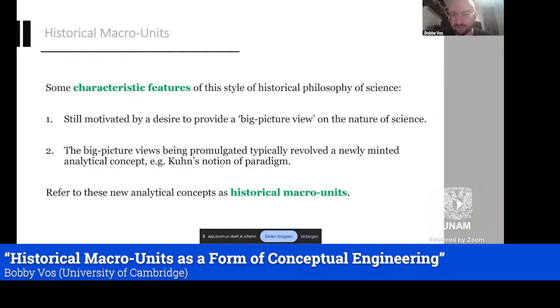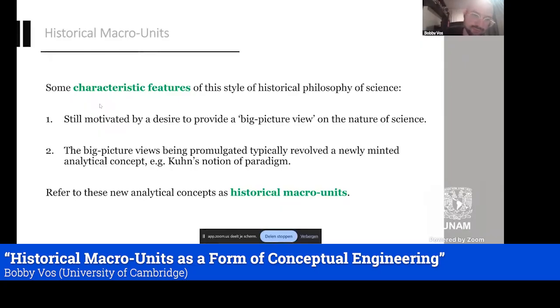And without wishing to generalize too much, because of course, even within this time period, we find a rich variety of different approaches. But if we were to highlight a few characteristic features of historical philosophy of science in this time period, two spring to mind. So one being that to a large extent, a lot of historically informed work during this post-positivist period was still motivated by a desire, and here we see the remnants of the demarcation debate also rearing its head.